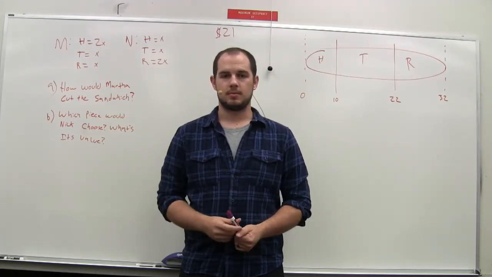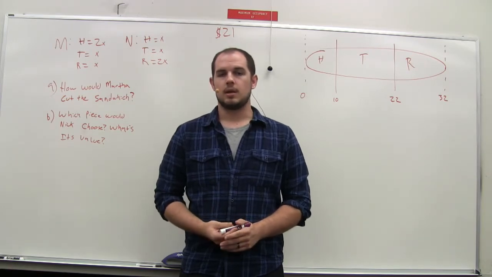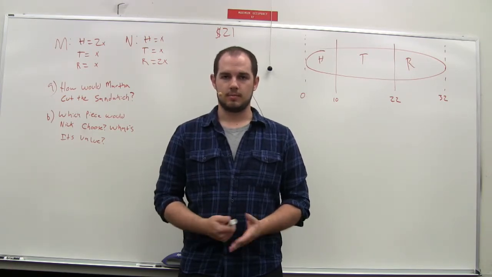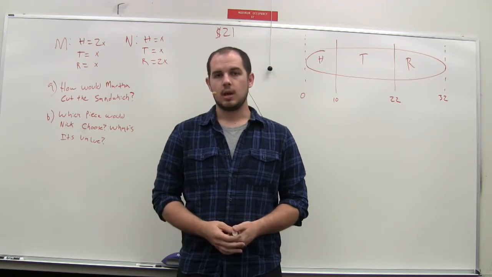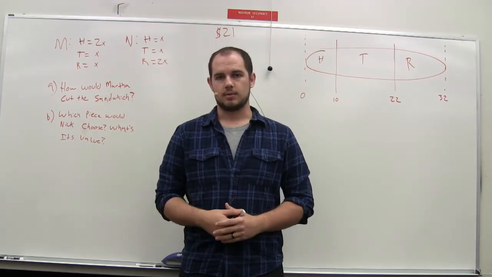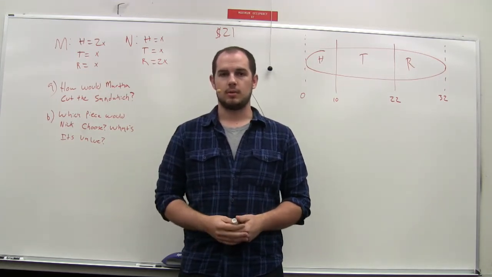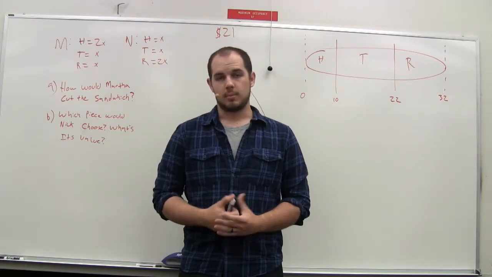Today we're going to look at problem number 17 in chapter 3. It's dealing with the divider-chooser method. Okay, so in problem 17 we are given a sandwich with 3 flavors and we have Martha and Nick who are getting ready to divide the sandwich among themselves.